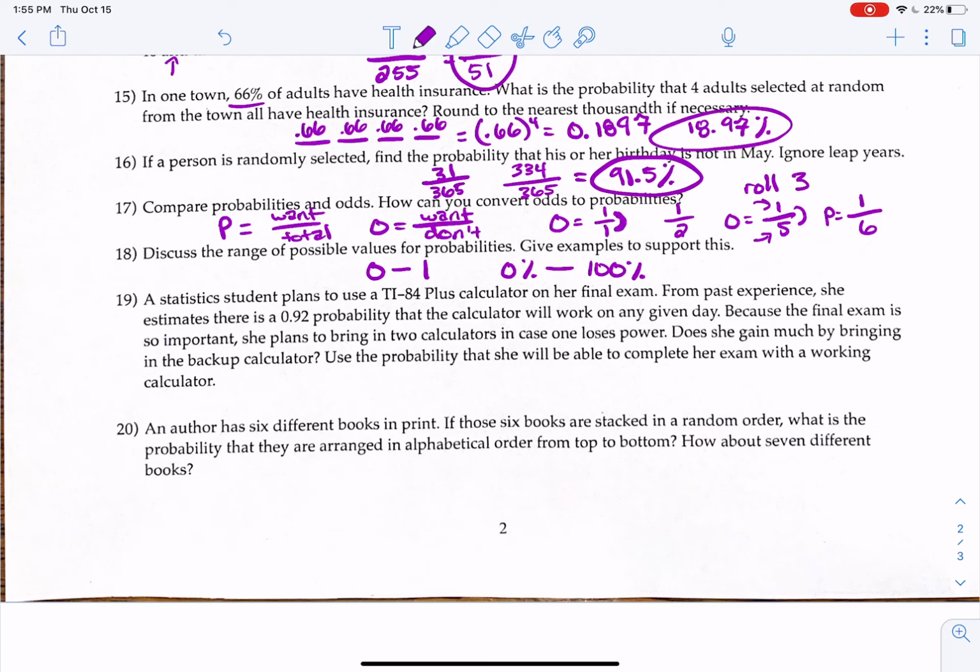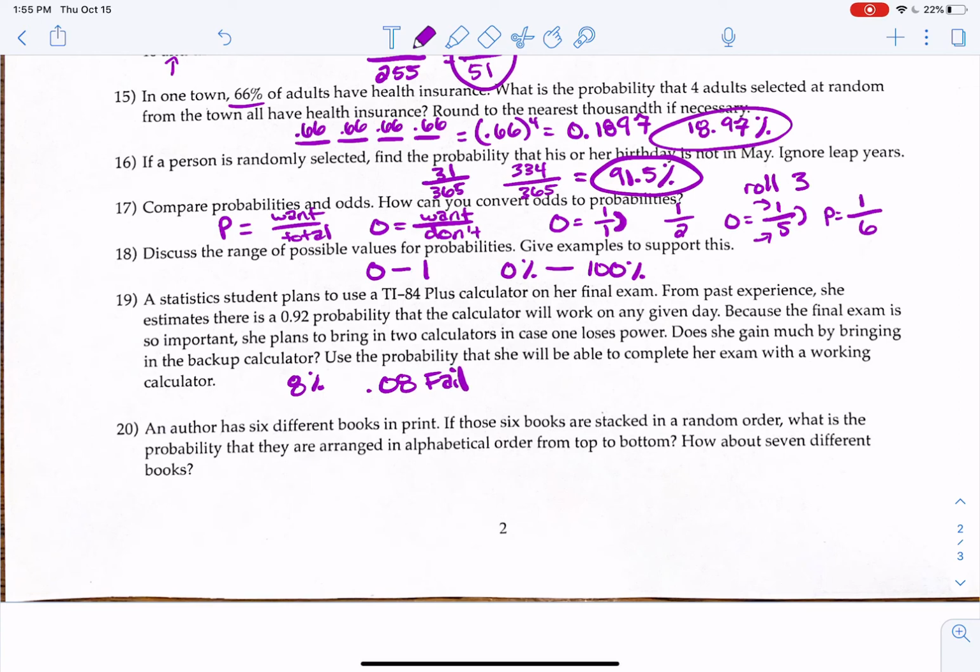Number 19, a statistics student plans to use a TI-84 Plus calculator on her final exam. From past experience, she estimates there is a 0.92 probability that the calculator will work. So what's the chance that the calculator won't work, before we go any further? That would be an 8% chance, or a 0.08, that it's going to fail.